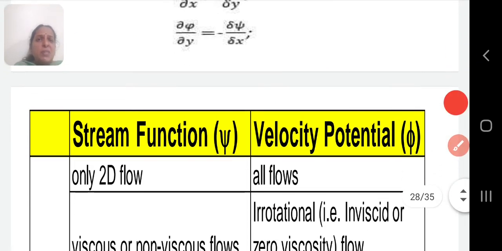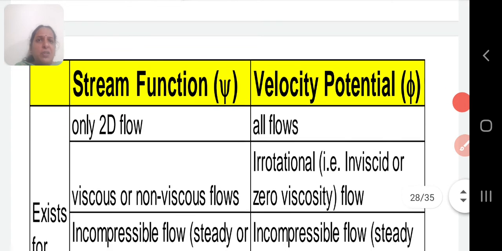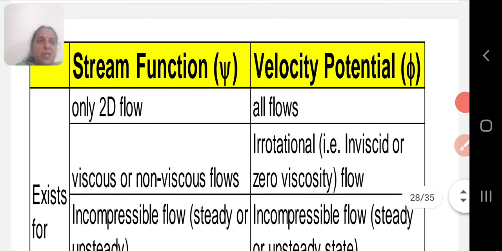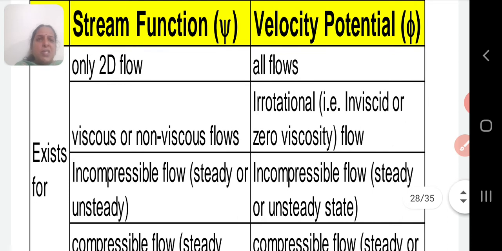So what is the difference between the stream function and velocity potential function? Stream function will be applicable only for 2D flows, but velocity potential will exist for all flows. And stream function will exist for either viscous or non-viscous flows. But velocity potential will exist only for irrotational flow or where there is zero viscosity.